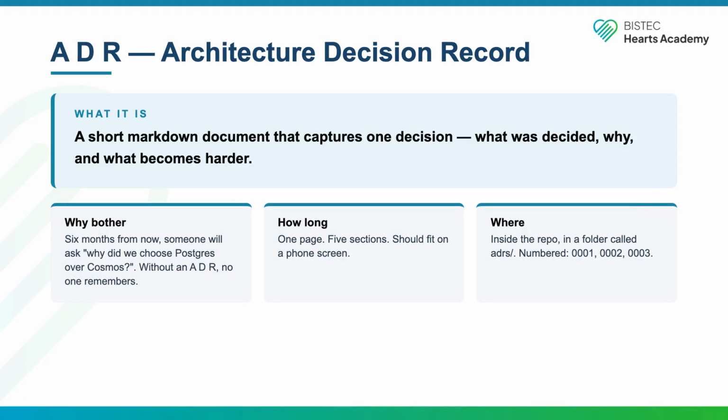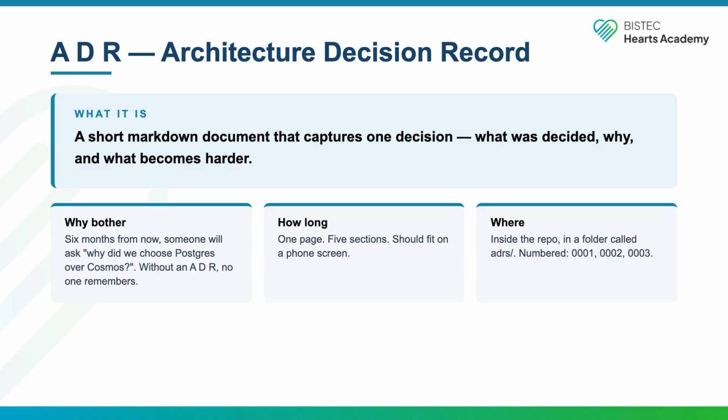Now to decisions. An ADR is a short markdown document that captures one decision: what was decided, why, and what becomes harder. Why bother writing them? 6 months from now, someone will ask, why did we choose Postgres over Cosmos? Without an ADR, no one remembers. The decision was discussed in a meeting, the meeting notes are gone, and the team is left to argue it again. How long? 1 page, 5 sections, should fit on a phone screen.